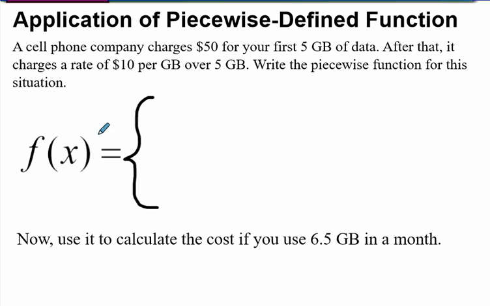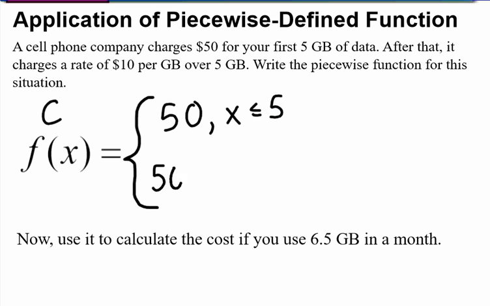So the situation is, this is a cost function. You could call it C if you want to, but we're just using f of x. So the cost is equal to $50 flat rate, and you get charged $50 so long as your data usage is less than or equal to 5. After that, what happens? Well, you get charged $50 plus an additional $10 for every gigabyte past the 5th one. So you've got to use your point slope form for that. And that is valid if you use over 5 gigabytes.